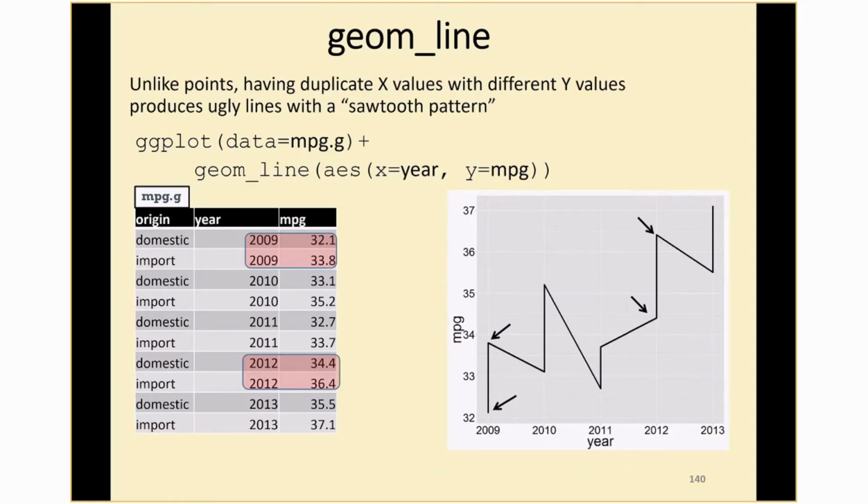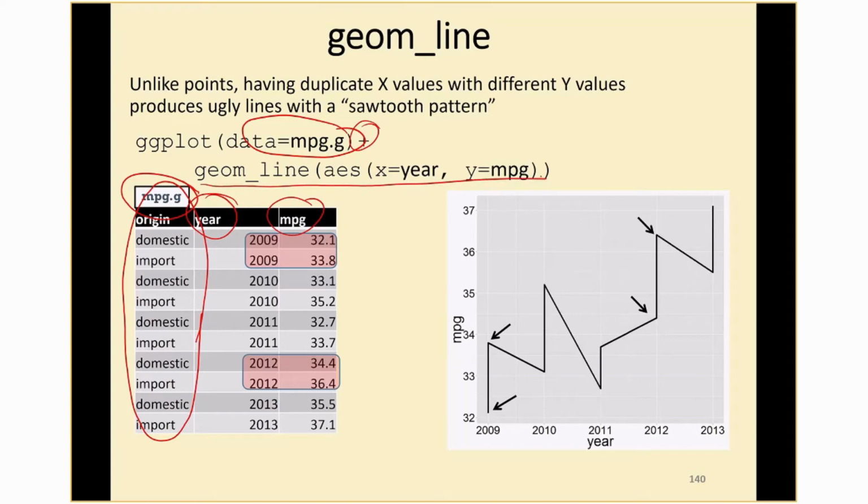Here we've got a slightly more complicated data set where we've got year and MPG, and we've also got, however, this new variable origin, so the vehicles can either be made domestically or they can be imports. So we reference this data frame MPGG, we add as a layer geom_line, there's our code, and what we get is not terribly attractive.